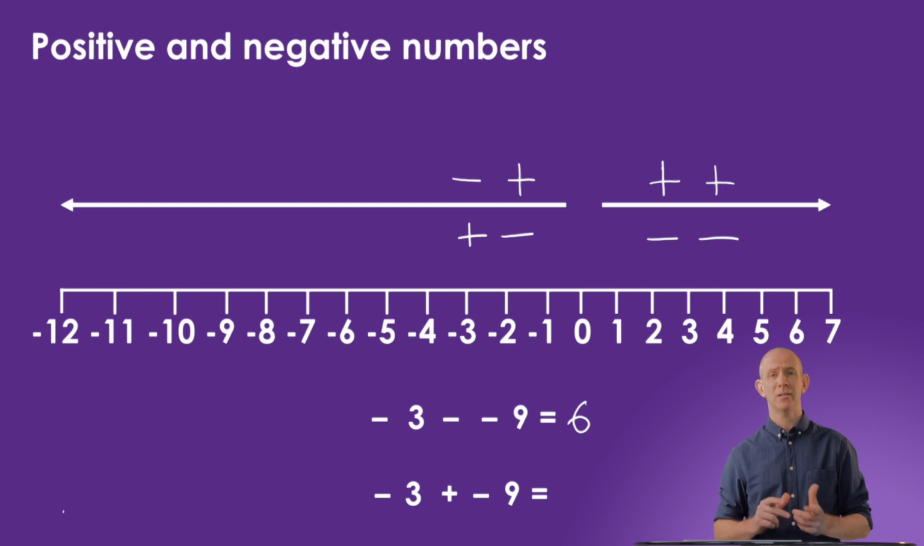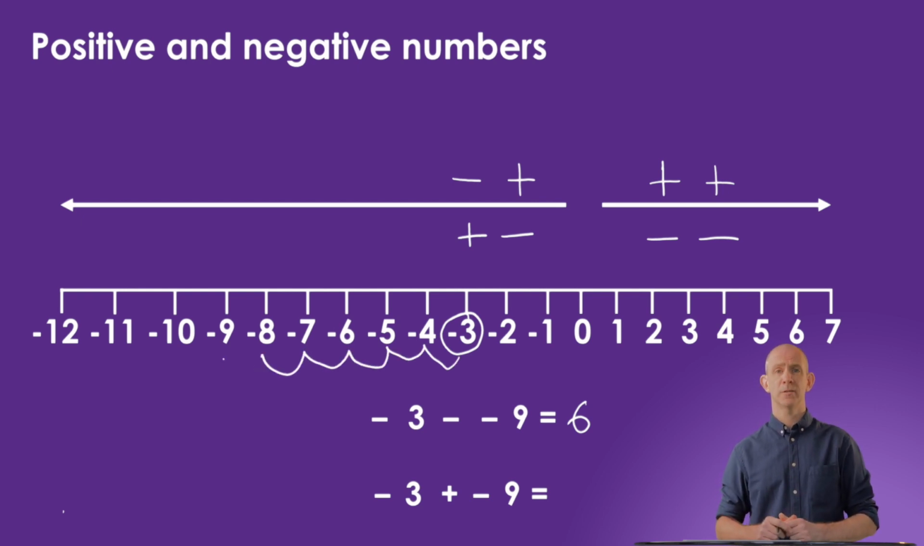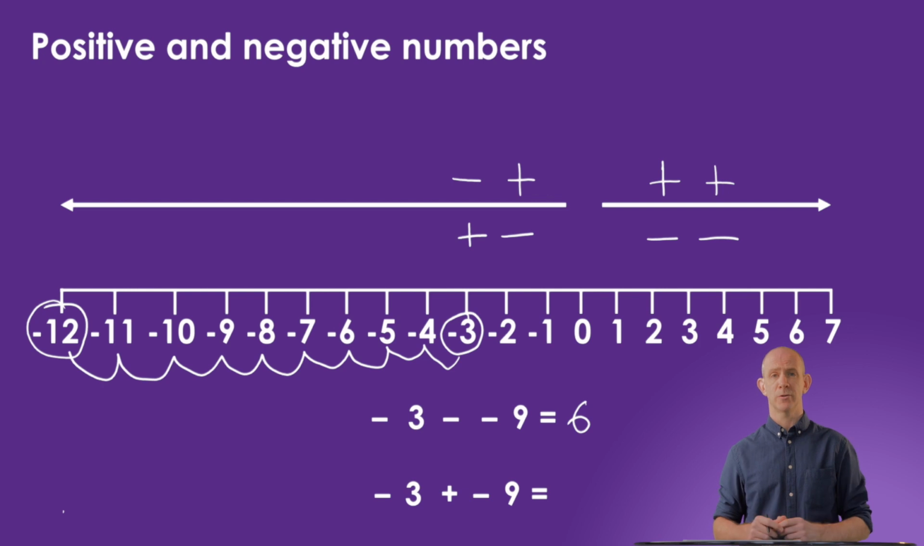In this equation, we have negative 3 plus negative 9. And because I'm adding a negative, I'm going to be moving down the number line. We start at negative 3 and we move down 9 places. 1, 2, 3, 4, 5, 6, 7, 8, 9. And we end up on negative 12, which is what our answer is.